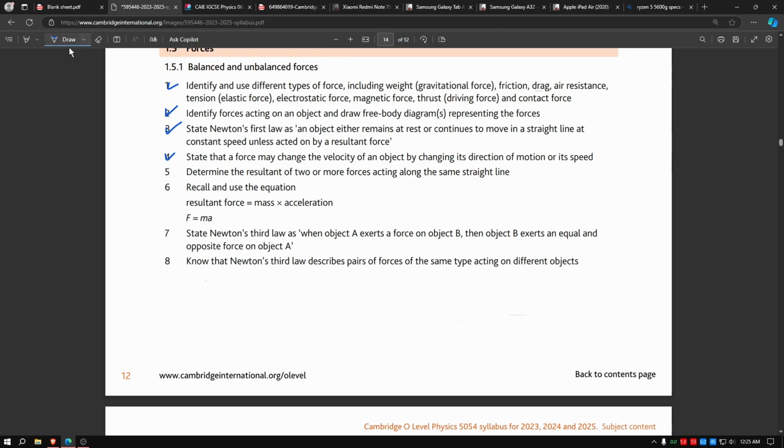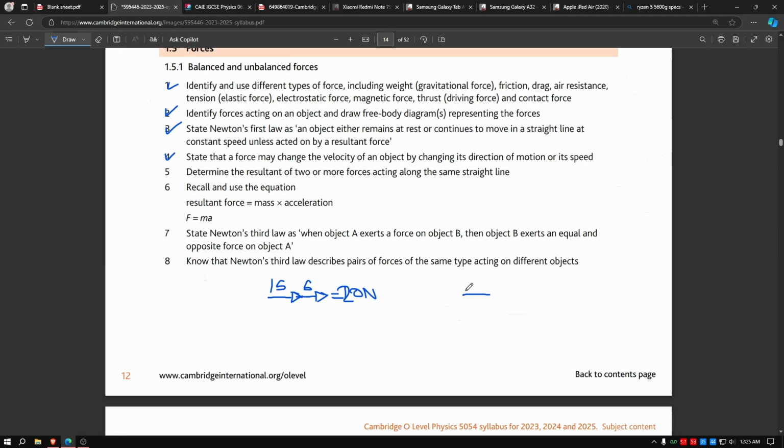So when two or more forces act, as I have shown before, if a force of 10 Newtons is acting this way, and you again add 10 Newtons to it, the forces will add and become 20 Newtons. If this was 15 and this was 5, this will still be 20 Newtons.